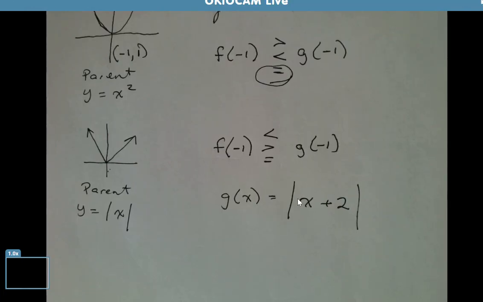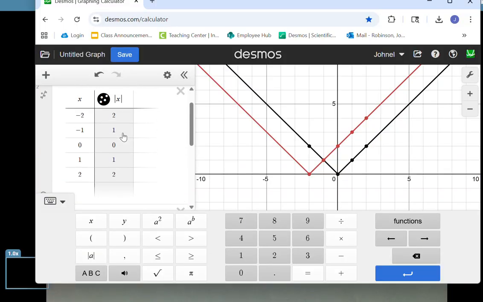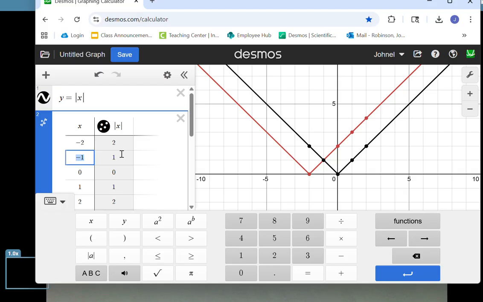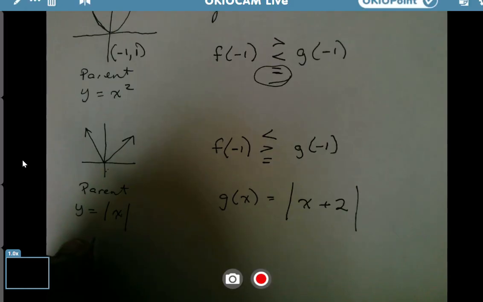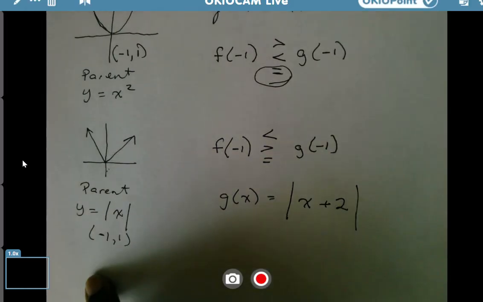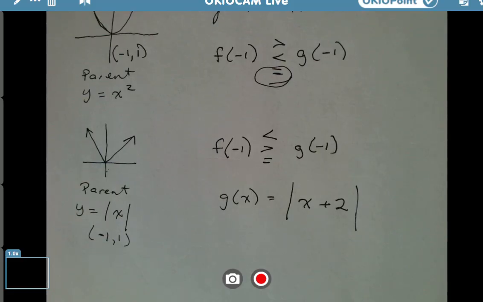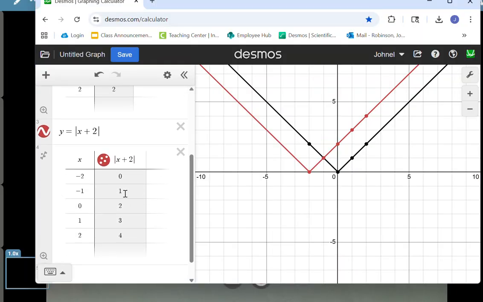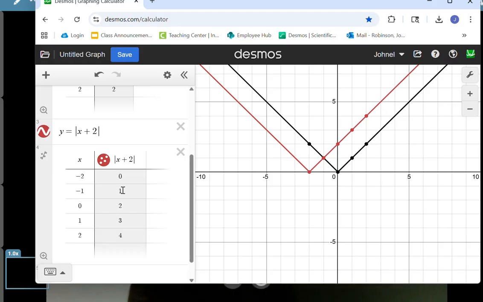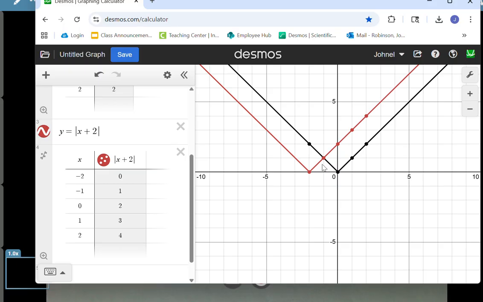The values that we're comparing is at, let's do negative 1 again. Alright, so we come over here to the table. Bloop. We find the values at negative 1. This one is at 1. See right here? Negative 1 and 1. This one's at 1. So I'm going to write on my paper negative 1, 1 for the parent. And then the other one is absolute value of x plus 2. The absolute value of x plus 2 at negative 1 is also 1. Negative 1, 1. They're the same again. Oh, they are. They're both overlapping right there at that same point.